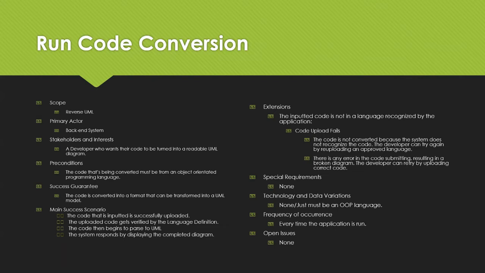The main success scenario: the code that is inputted is successfully uploaded. The uploaded code gets verified by our language library. The code is parsed, and then the system responds by displaying the completed UML diagram. Some extensions: the inputted code is not in a language recognized by the application, so the code upload fails. Code is not converted because the system does not recognize the code. The developer can try again by re-uploading an approved language, or there is an error in the code submitting, resulting in a broken diagram. Again, though, they can retry by uploading the correct code.